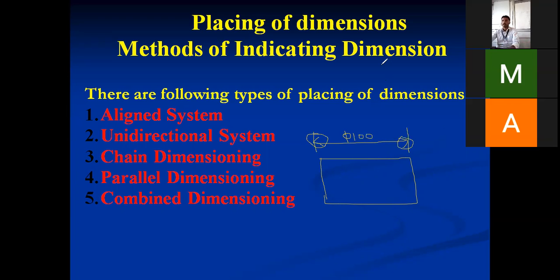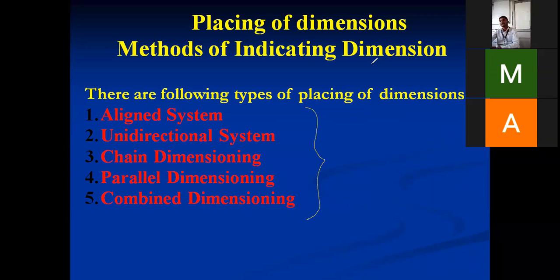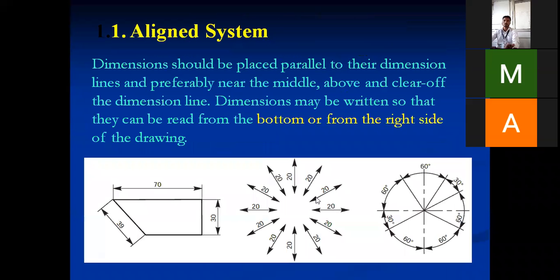And depending upon the orientation of the dimension line, most important, on which basis are these types there? That is also a most important thing. Depending upon the dimension line, these types are there. Which are they? Aligned system, unidirectional system, chain dimensioning, parallel dimensioning, and combined dimensioning. That we have seen, in one of the lectures, this also we have covered.